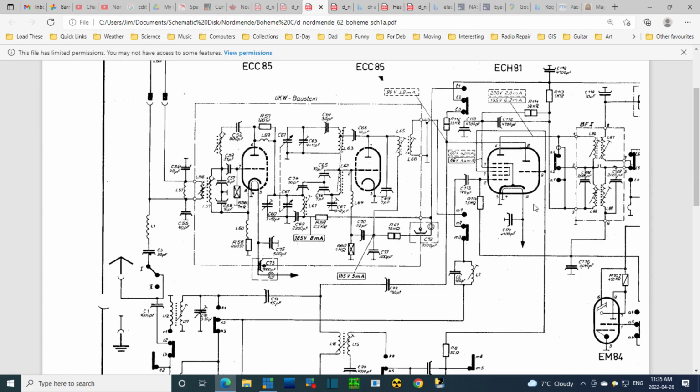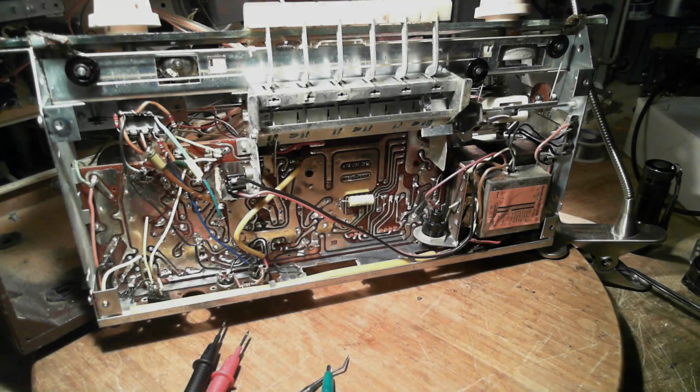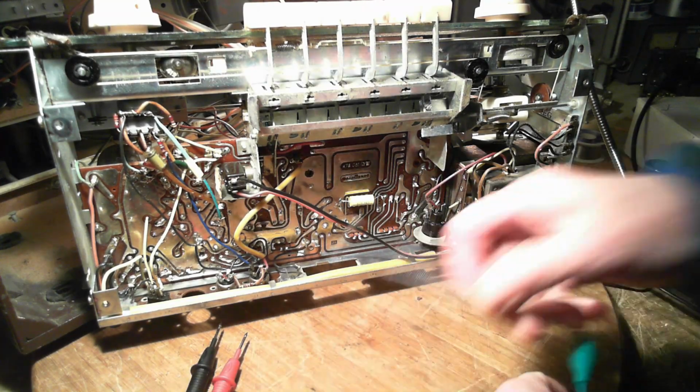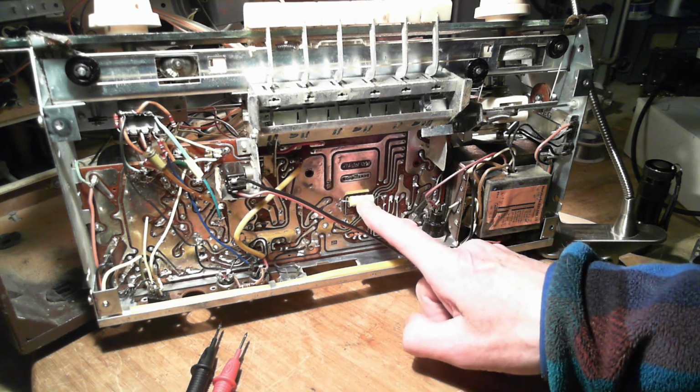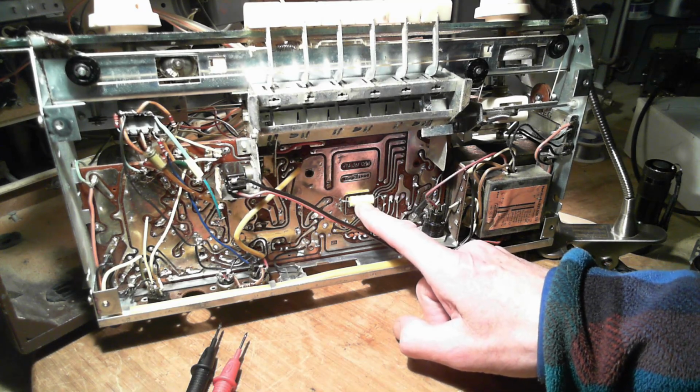Well, we'll just have to start tracing from somewhere, and the best place probably is off of pin 2 of this tube. ECH81, pin 2, trace to find the 0.05. Well, it's taken me a long time to trace out the circuit in here and finally arrive at the 0.05 capacitor, which is right there, which is the one I put in on this side of the board.